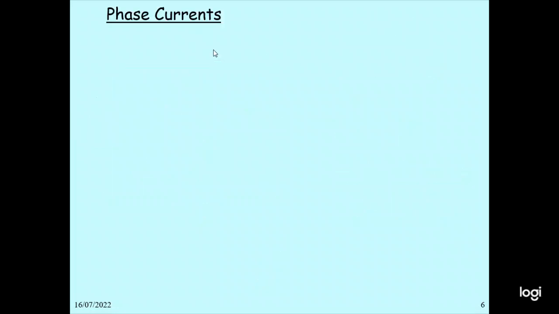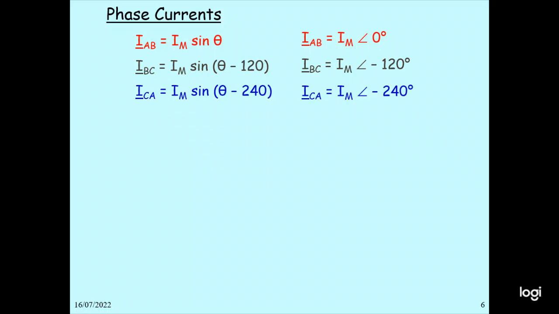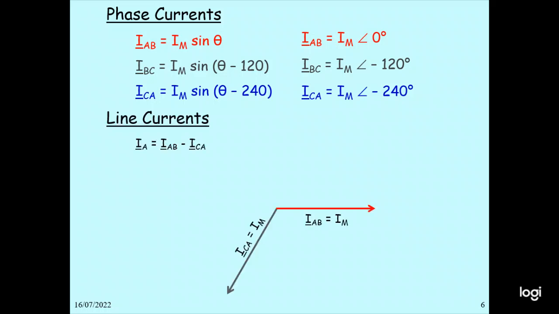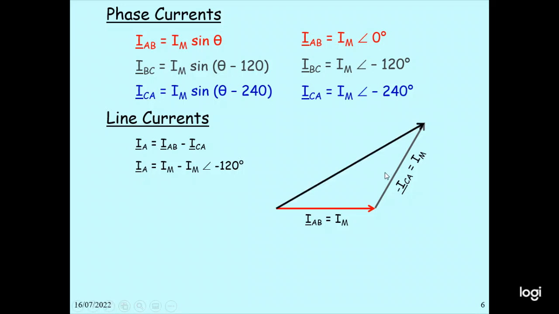Similarly, IB can be calculated. IAB is IN at an angle of 0 degrees. IBC is IN at angle minus 120 degrees. ICA is IN at angle minus 240 degrees. Line current IA is equal to IAB minus ICA. So with a better diagram, IAB is IN and ICA is IN. Then IA is equal to IN minus IN at angle minus 120 degrees. So you can calculate this current: IA equals root 3 IN at angle minus 30 degrees.